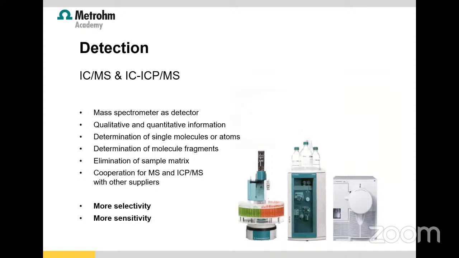Next, we can of course couple ion chromatography with a mass spectrometer or ICP-MS also. This is possible, and we can connect it to any of the mass spectrometers or ICP-MS available in the market because we do not manufacture them. In case you want to go for more selectivity and more sensitivity, we can do this. So this is a brief on ion chromatography, what the detectors used are, and how we do it.